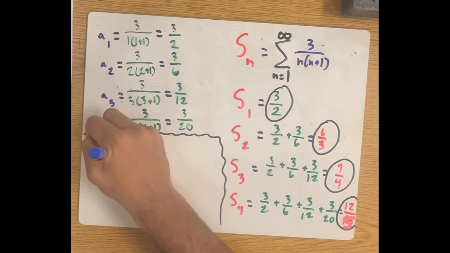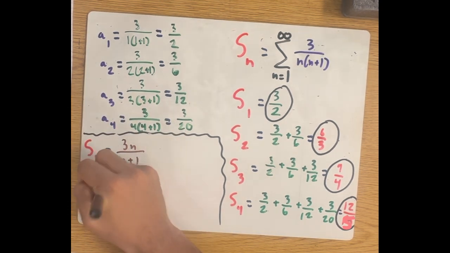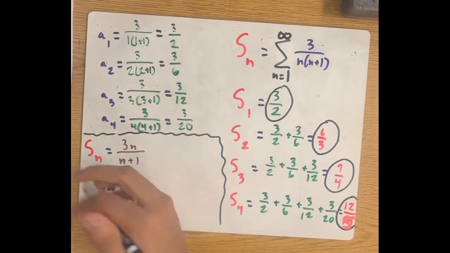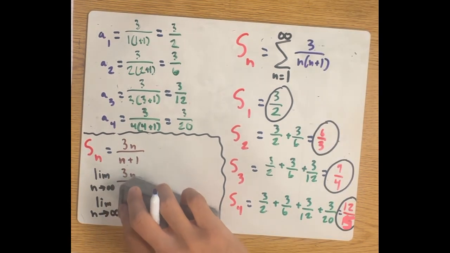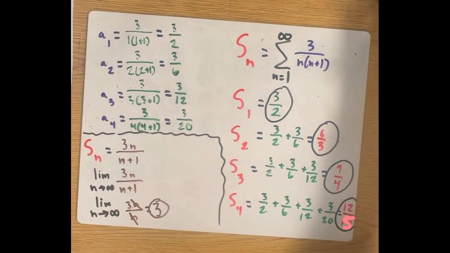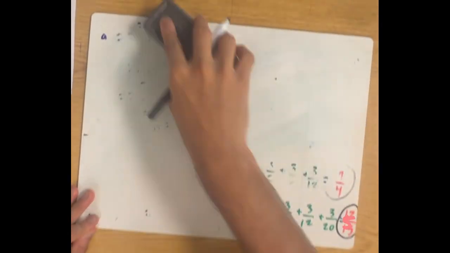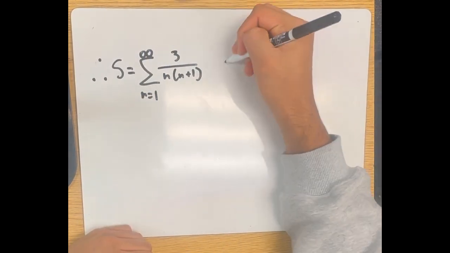Now, looking at the first few partial sums, we can identify the pattern to see that the nth partial sum is equal to 3n over n plus 1. So now we can take the limit to infinity of 3n over n plus 1, which would be taking the limit to infinity of 3n over n. We cancel out the n's, and the limit to infinity would be 3. Therefore, the infinite series from n equals 1 to infinity of 3 over n times n plus 1 converges to 3.